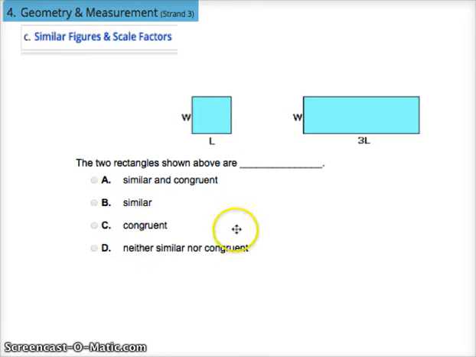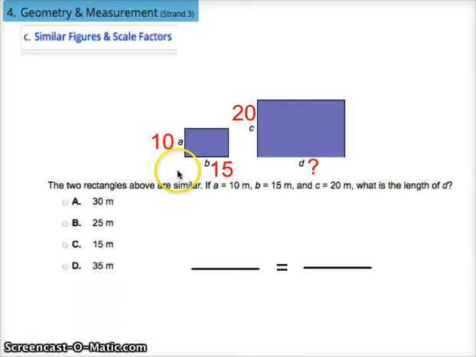They're neither, because this was multiplied by 3, so the width would also have to be multiplied by 3. So they don't have the same proportion for the side lengths, so it's neither. This is a classic example. Here's two rectangles. They're similar. If A is 10 and B is 15 and C is 20, well, what's the length of letter D?